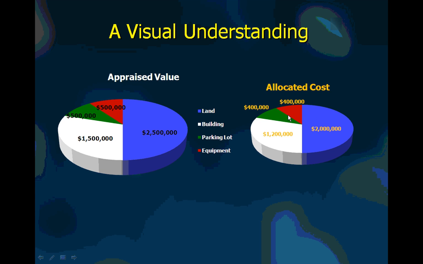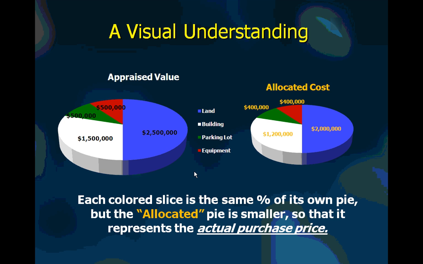Makes sense, doesn't it? But notice the proportion of the pies, right? The land in blue is still half the pie. This one here, the building, is still, I think, 30% of the pie, almost a third. And these two make up 20%, or a fifth of the pie, if you combine the green and the red. But notice they're proportional, and it's just a smaller pie because the actual purchase price is smaller, which is almost always the case in a lump sum deal involving multiple asset classes.